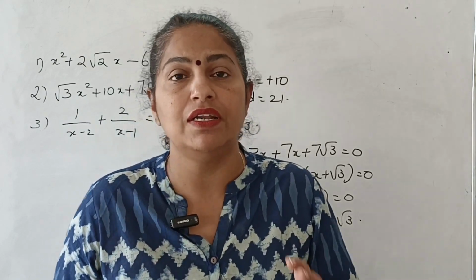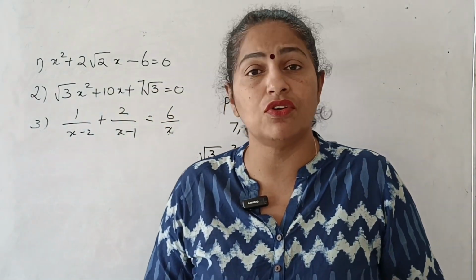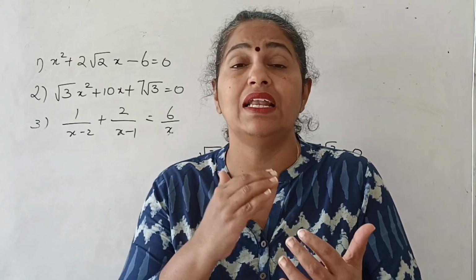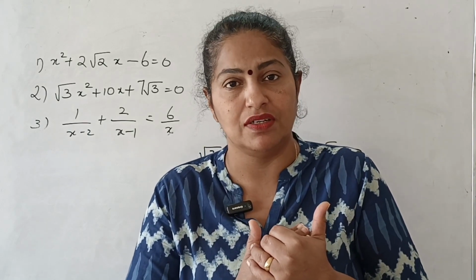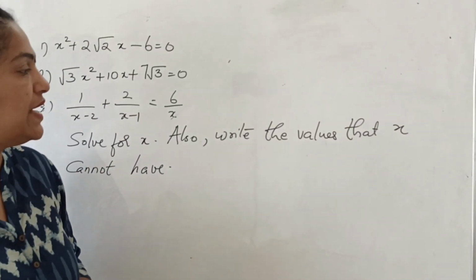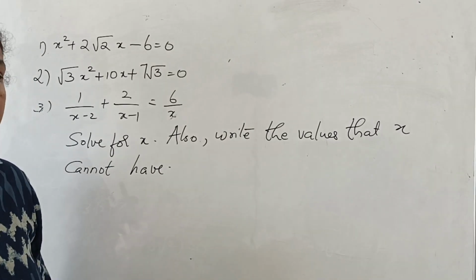In the third one, the direct quadratic equation is not given to us. We need to form the quadratic equation first and then solve it by factorization. So the third question I have written as: solve for x. Also write down the values that x cannot have.